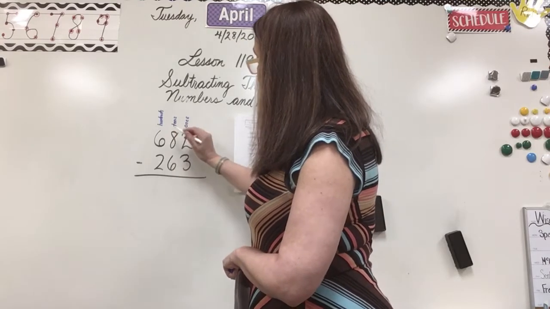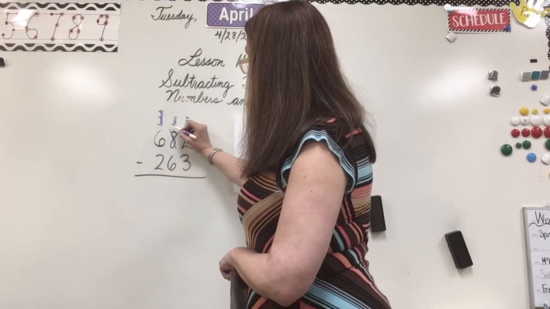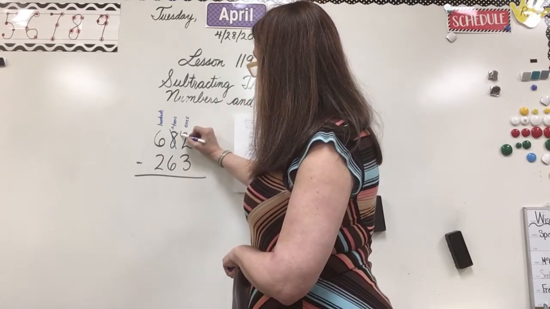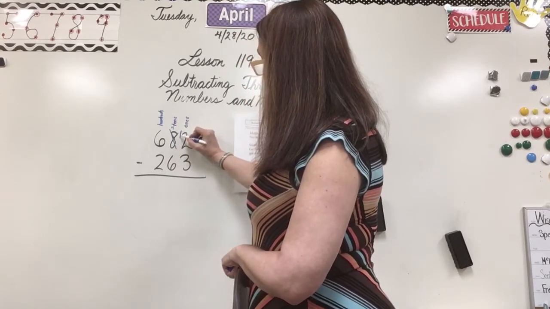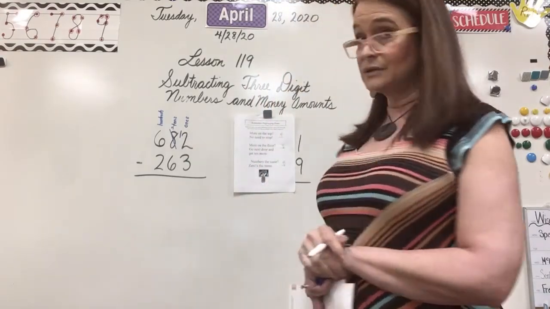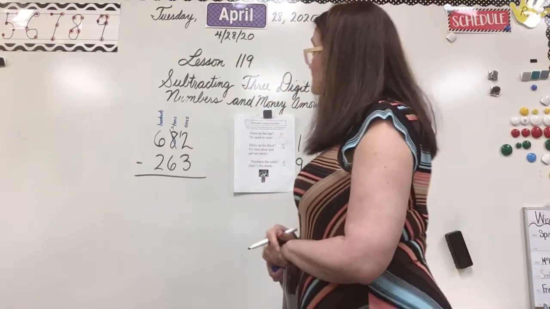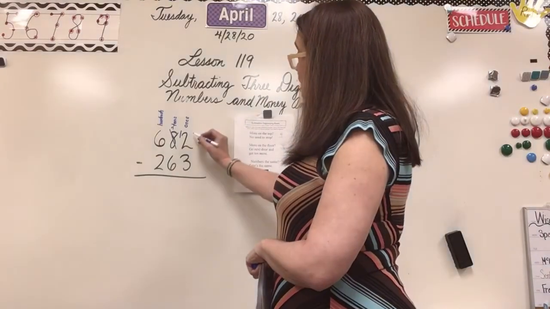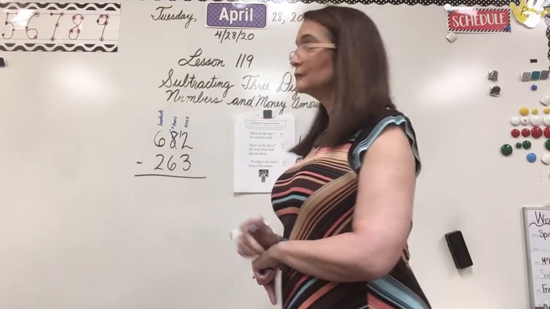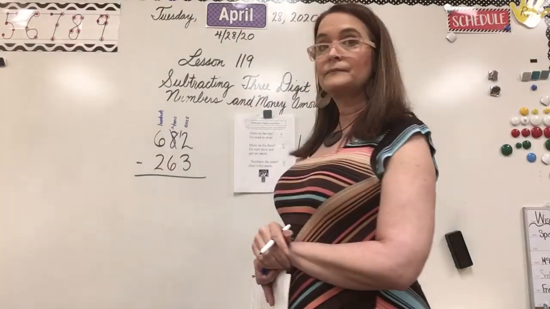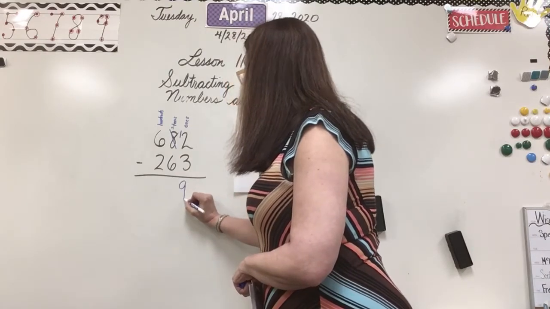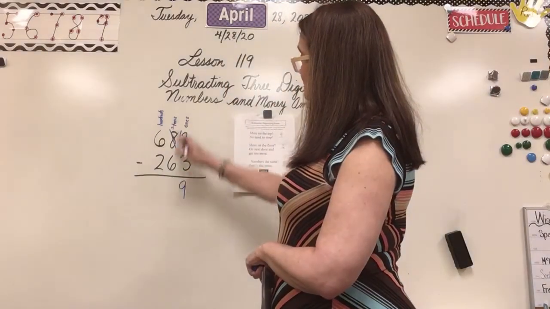So I go next door, I borrow 1 ten from my neighbor, and I bring it back over here, which makes this number now 12. So I'm good to go, right? So let's go ahead and try this. So what is 12 minus 3? Brianna, what is 12 minus 3? Yes, ma'am, it is 9. Good job. Now, look at my tens column.